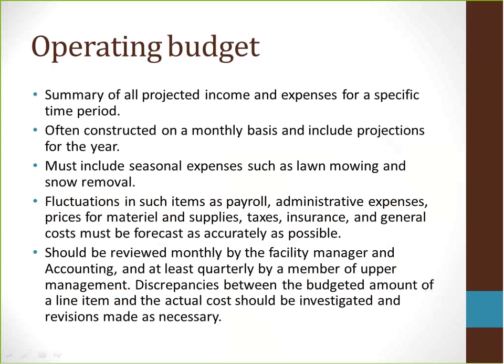Fluctuations in such items as payroll, administrative expenses, prices for material and supplies, taxes, insurance, and general costs must be forecasted as accurately as possible. The budget should be reviewed monthly by the facility manager and accounting, and at least quarterly by a member of upper management. Discrepancies between the budgeted amount of a line item and the actual cost should be investigated and revisions made as necessary.